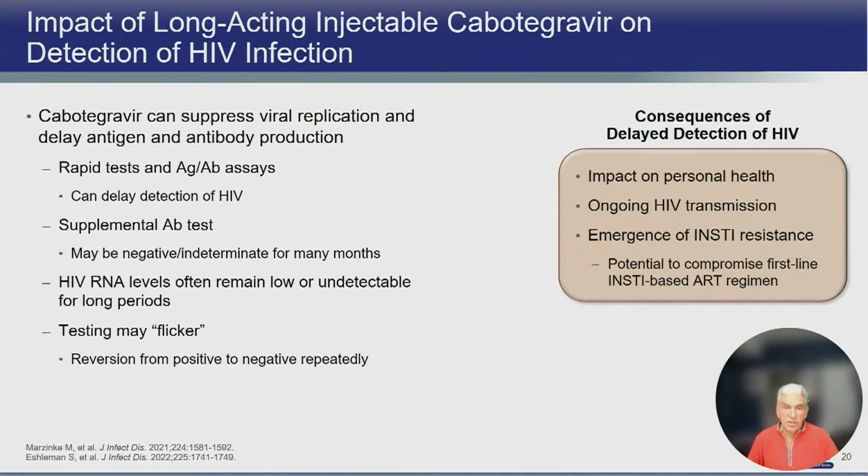The identification of viral replication can be tricky when a patient is on cabotegravir because it can suppress viral replication and delay antigen and antibody detection. It's necessary to use both rapid tests and antigen antibody assays, which can be delayed, but also RNA levels can remain low or undetectable. There may be such low levels that these tests are flickering and unclear what the result is. It can be a tricky situation.